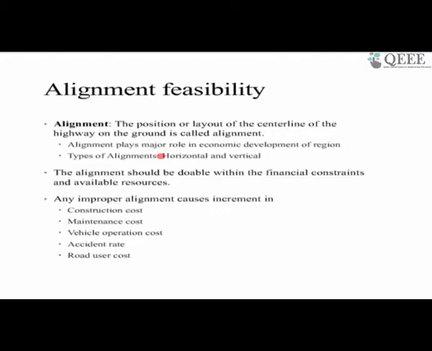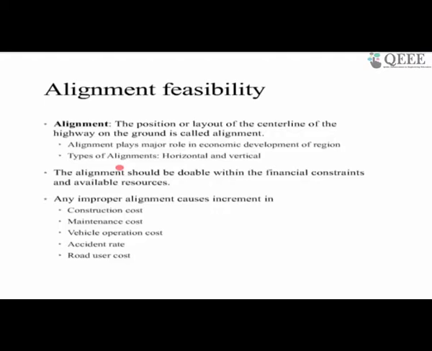So basically the horizontal alignment takes care of whether it is connecting the required points or not. It also looks into the locations which need to be avoided and so forth. Whereas the vertical profile provides the earthwork it's going to take, and whether, if there is an intersection, it is connected at a proper level or not, and so forth.